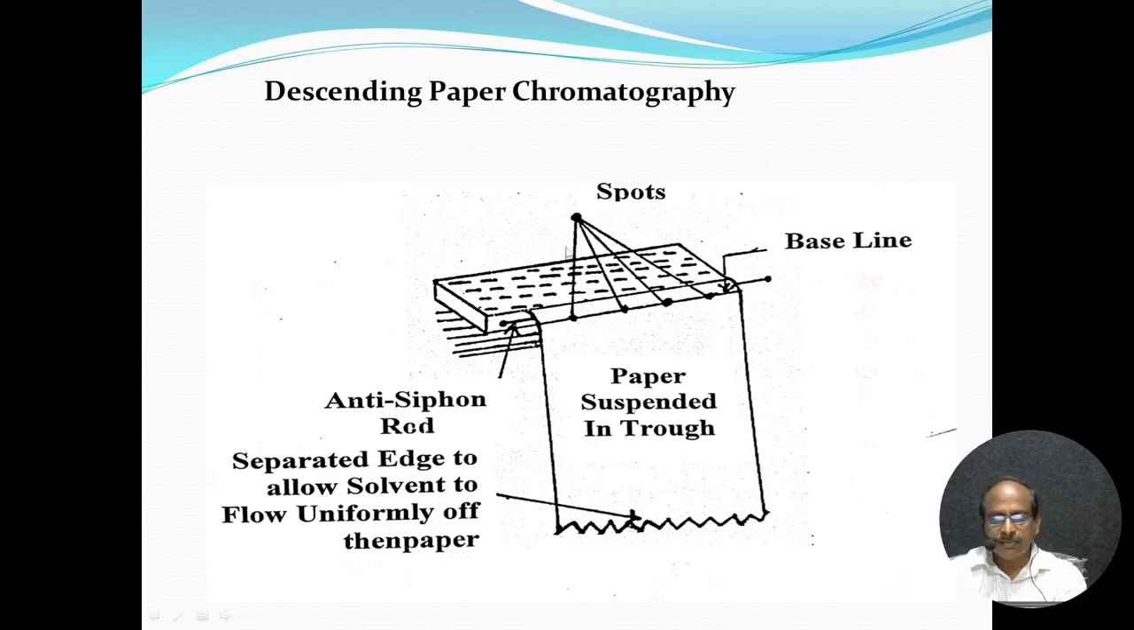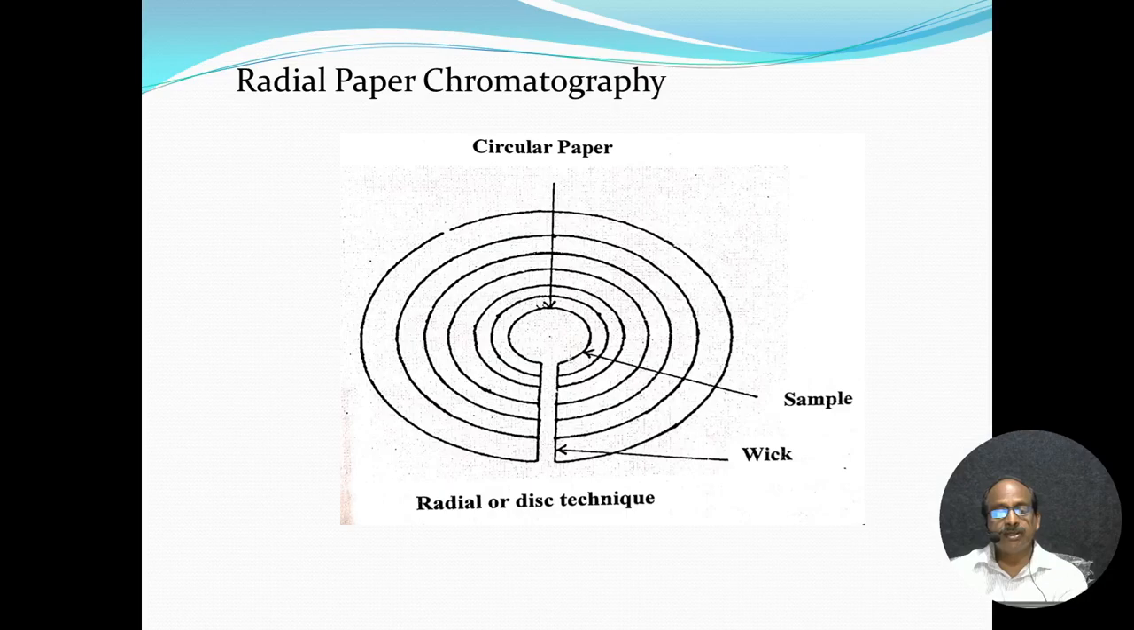These are called spots 1, 2, 3, 4, 5. This is called the baseline. Over the spots we have the solvent vapors. We take the paper suspended through an anti-siphon rod. This is called the anti-siphon. The separating edge is allowed to develop, and the spots are there. We calculate the RF values, and in this descending technique, definitely we have to calculate the RF value.